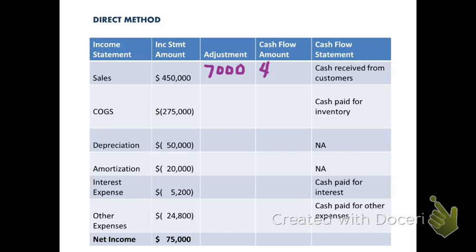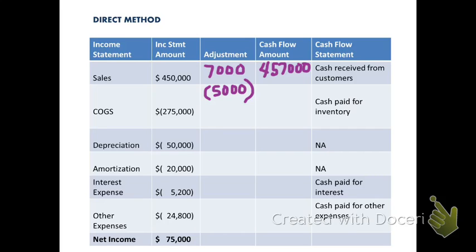So we would say that we received $457,000 from customers. Similarly, with cost of goods sold, we'll need to make adjustments for accounts payable and for inventory. Inventory increased during the year, representing a negative adjustment or an additional amount that the company paid to purchase inventory that was not sold.